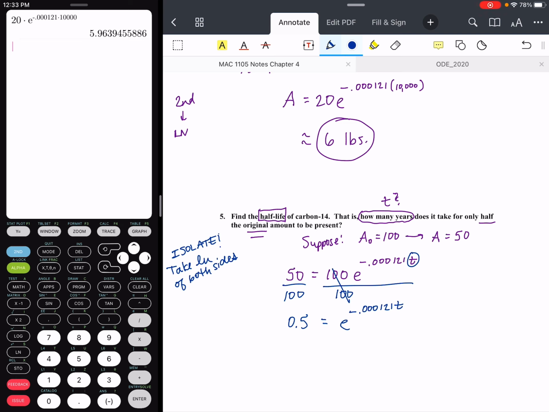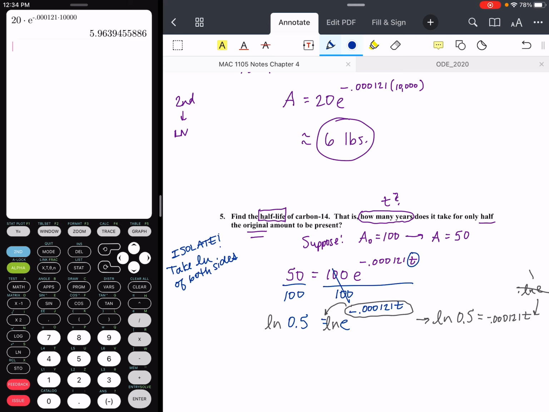Okay, and now I can go ahead and take the natural log of both sides. Remember that allows us to use our power rule. So this gives me ln of 0.5 equals negative 0.000121 t times the natural log of e, but I know that that's equal to 1, so basically that goes bye-bye.